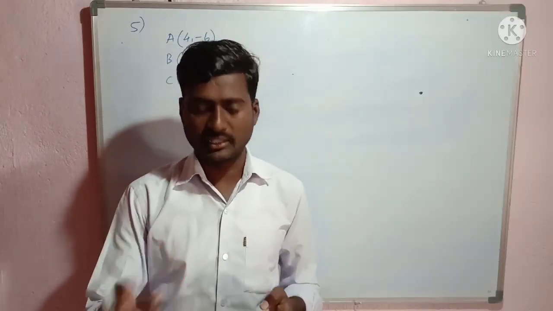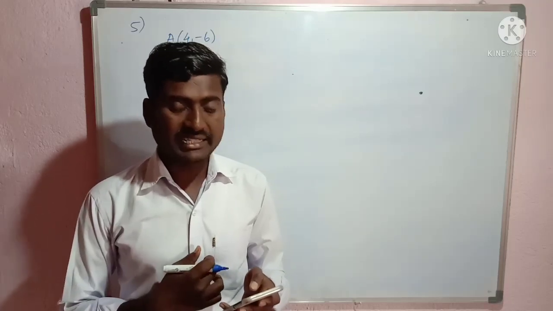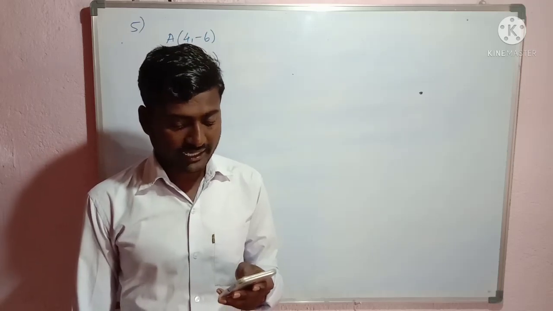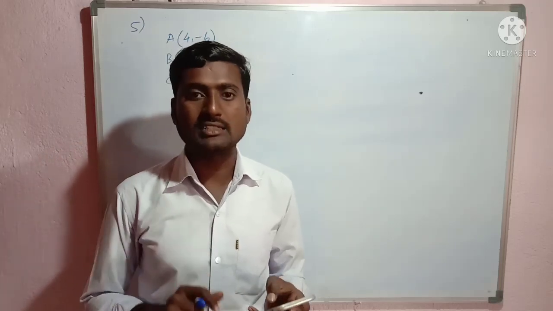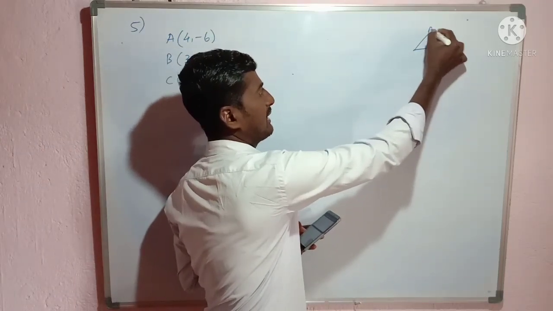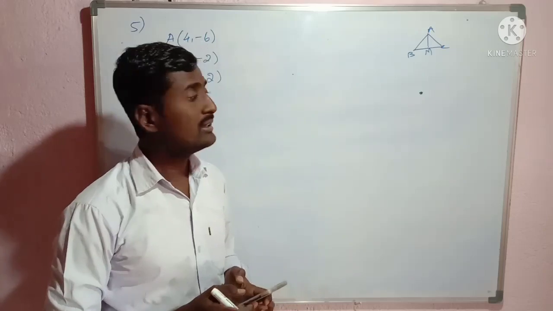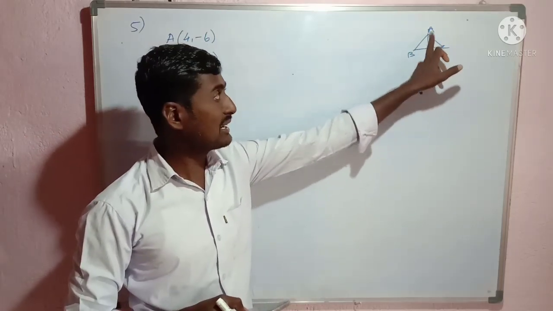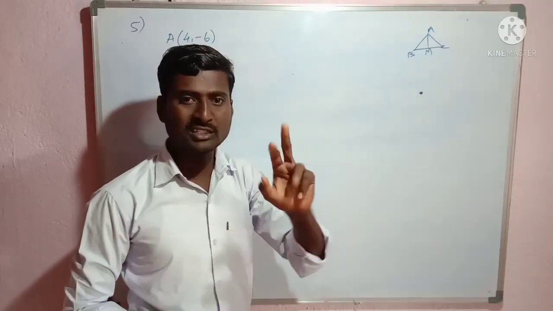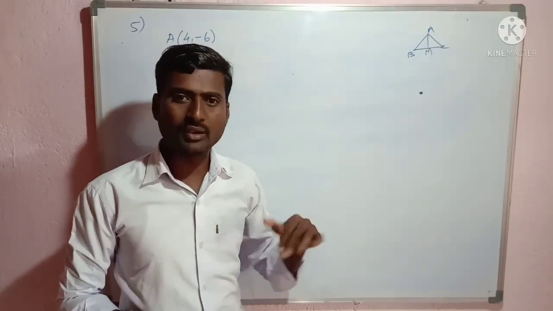Now we shall discuss the last question in the last exercise. You have studied in class 9th, chapter 9, example 3, that a median of a triangle divides it into two triangles of equal areas. So if ABC is a triangle, we can draw a median. I have drawn the median AM. This median AM divides the triangle ABC into two triangles, ABM and ACM, and the areas of these two triangles are equal. We have studied this concept.